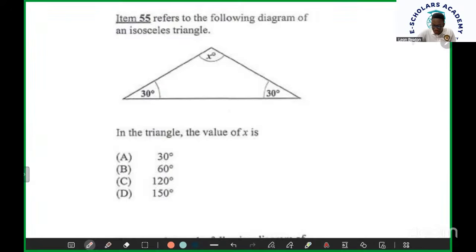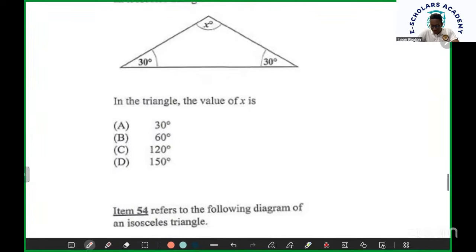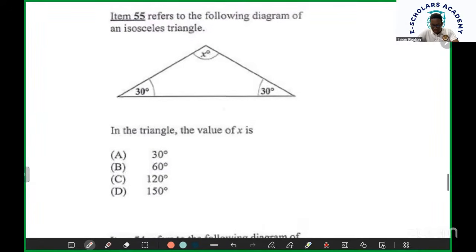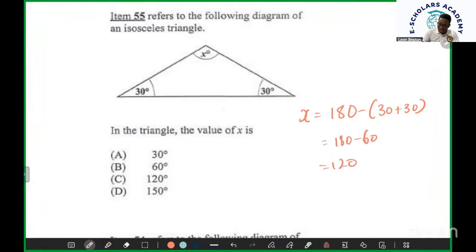In the triangle, the value of x is... wow, this was so easy, eh? I got some variation for this question at the bottom. This is probably the easiest this question can come. So we know x is simply equal to 180 minus 30 plus 30. So 180 minus 60 is simply 120. So x is equal to 120, which is C, right?